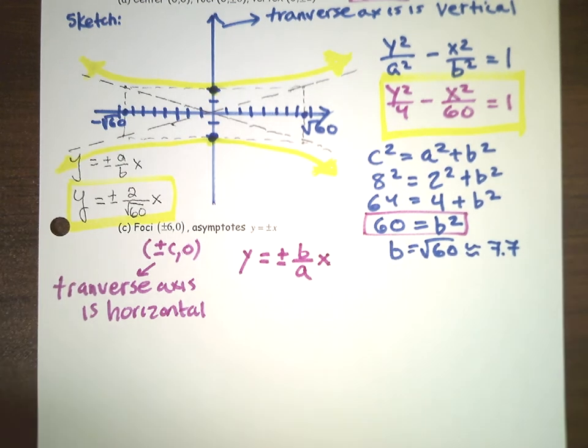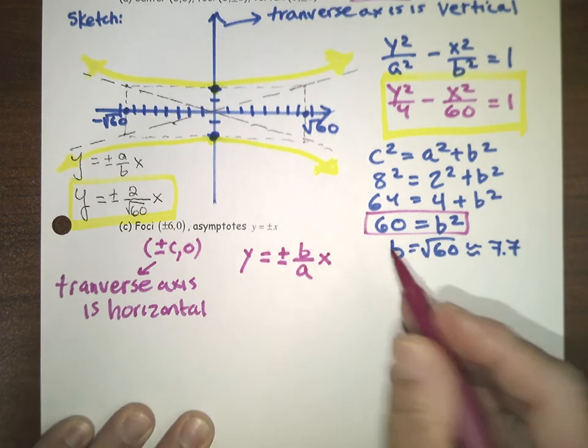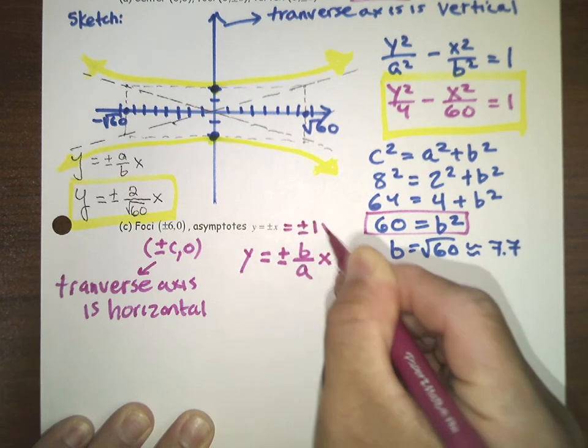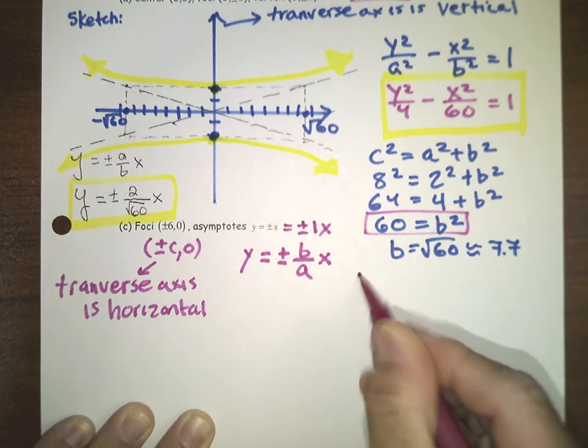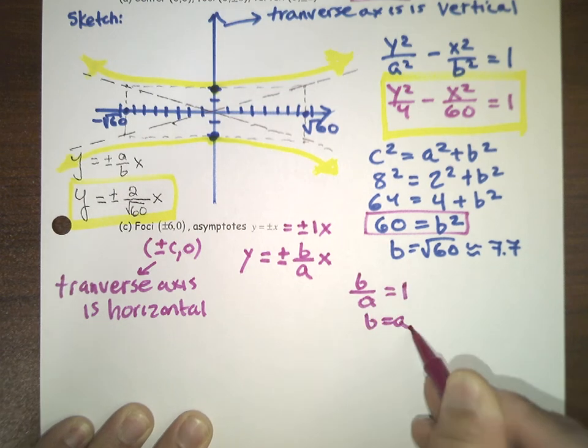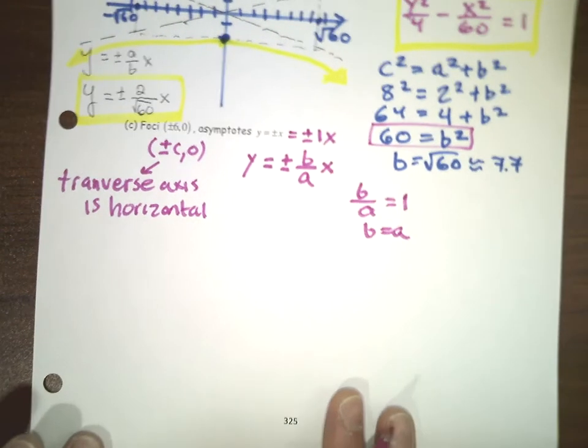All right, so now all I really know so far, just so that you're clear on this, is I don't know that a is equal to 1 and b is equal to 1, but I do know that since this is the same as plus or minus 1x, b over a is equal to 1, and that b is equal to a. Right? But I don't know that they're both necessarily 1.